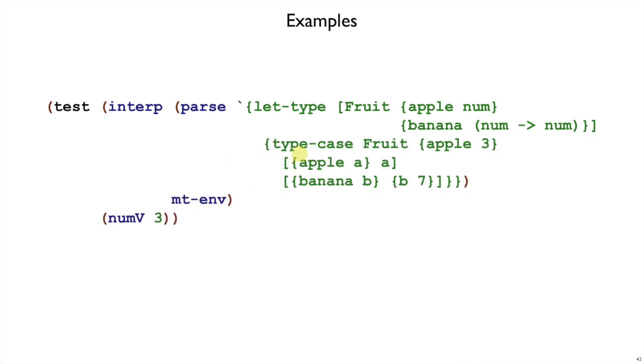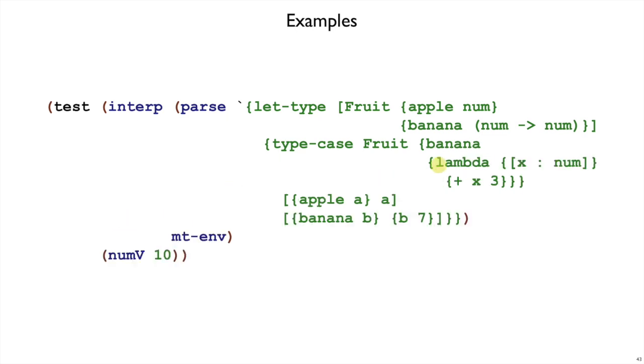Let's look at type case now. So here we've got let type and type case. This apple 3 does create a fruit, so it's consistent with this type case. And of course we should dispatch to this first clause of the type case, bind a to the field value 3 here, and we're returning a, so that's why we expect to get a 3 out.